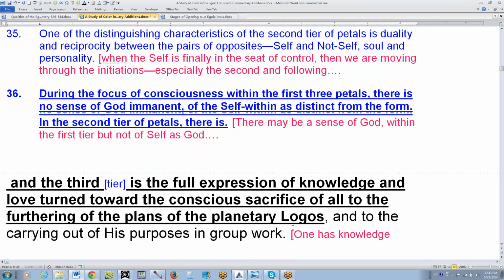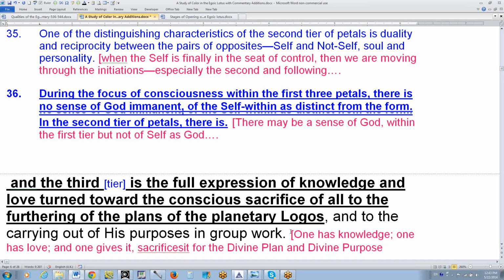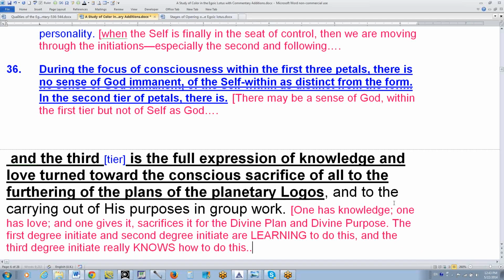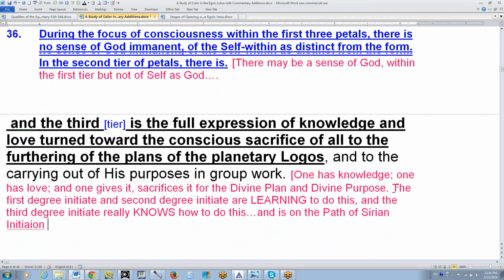So one has knowledge, one has love, and one gives it, sacrifices it for the divine plan and divine purpose. At least this is what the first and second degree initiates are learning to do. The first degree initiate and second degree initiate are learning to do this, and the third degree initiate really knows how to do this and is on the Syrian path, which is not the same as the path to Sirius, but, or this is to say, the path of Syrian initiation. And is not in danger of turning back.